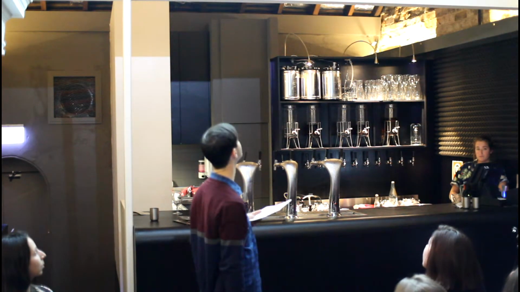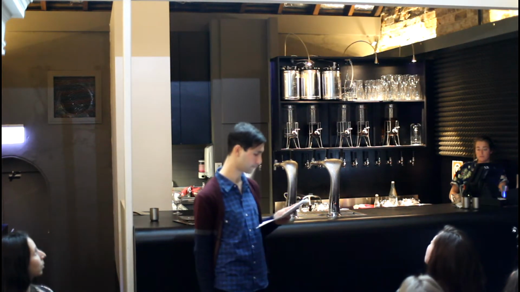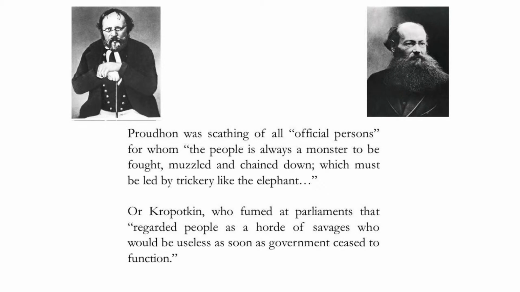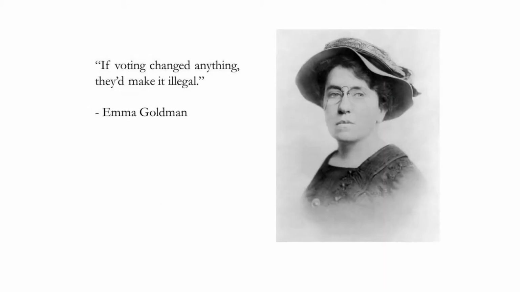Just as an example, we have Proudhon, who was scathing of all official persons for whom the people is always a monster to be fought, muzzled and chained down. And we have Kropotkin, who was always angry at Parliament, who regarded people as a horde of savages who would be useless as soon as government ceased to function. And we have Emma Goldman, who joked that if voting changed anything, they'd make it illegal. And that's true in a way.